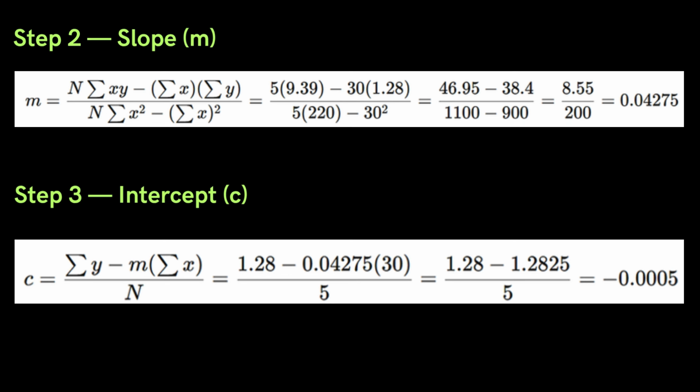Next, step 3 used for calculation of intercept, c is equal to summation of y minus m into summation of x divided by n. Substituting the values, c is equal to 1.28 minus 0.04275 into 30 divided by 5, which further solving, c will be 1.28 minus 1.2825 divided by 5 will be minus 0.0005, and hence intercept c will be minus 0.0005.